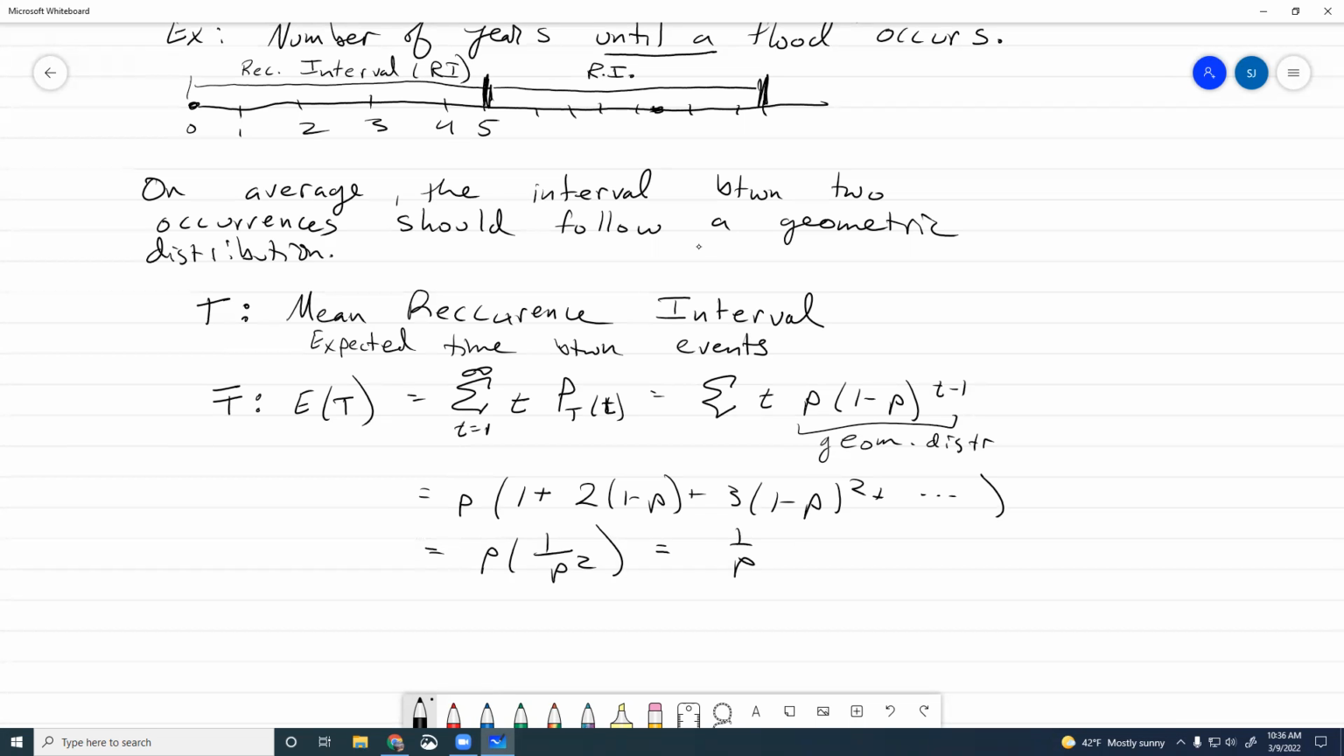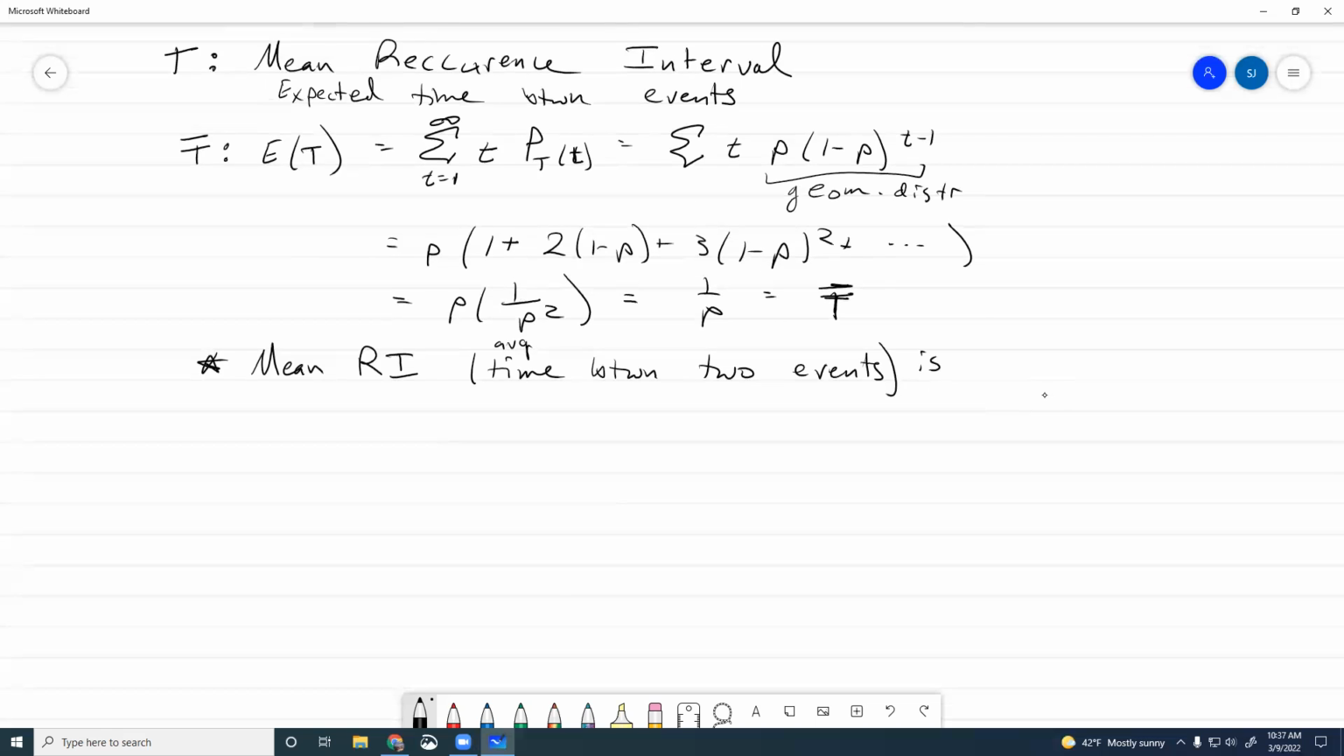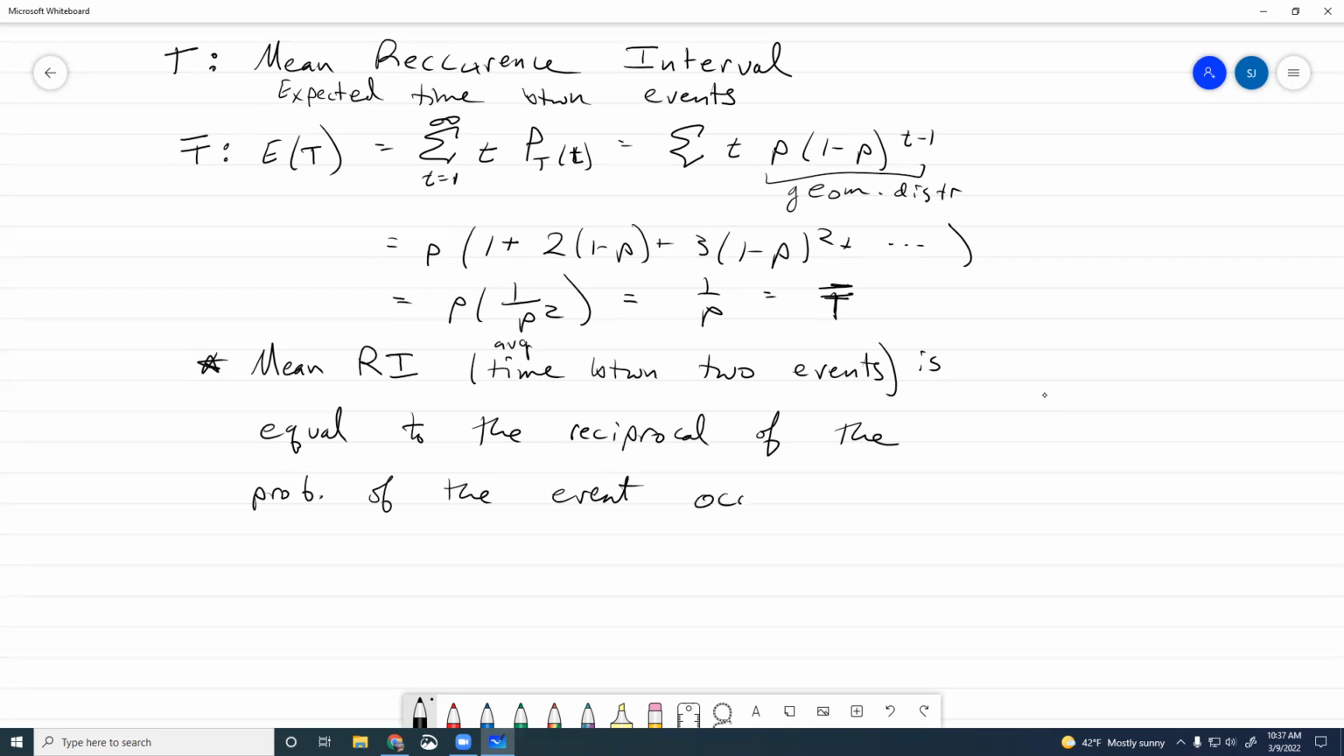And so we're defining T bar as 1 over P. So our mean recurrence interval Ri, for recurrence interval, which is the average time between two events, is equal to the reciprocal of the probability of those events within a certain time interval in this case.